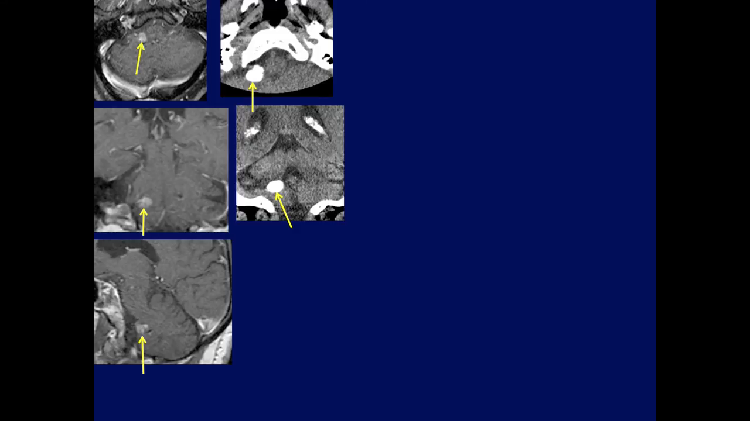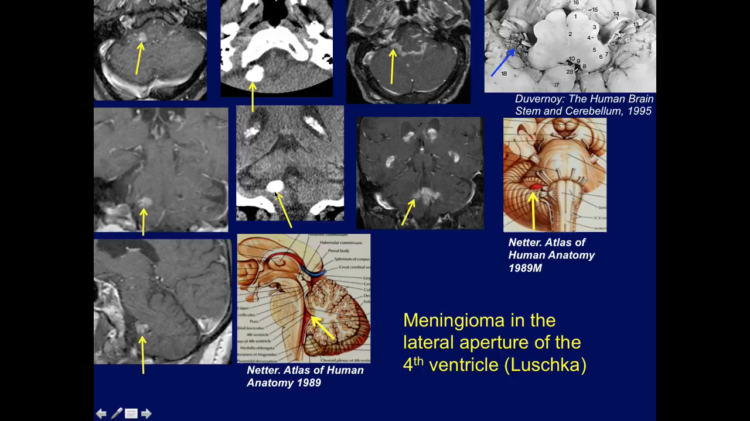A little enhancing lesion. Where is it sitting? A meningioma, but where is it? The question is. Correct. As Gino said, a meningioma at the foramen of Luschka. And of course, here's a CT showing a large calcified lesion.